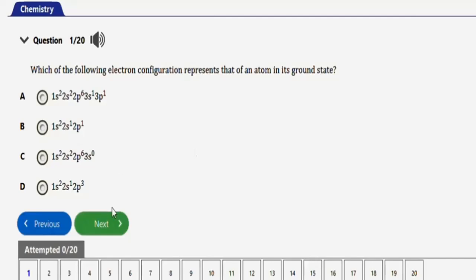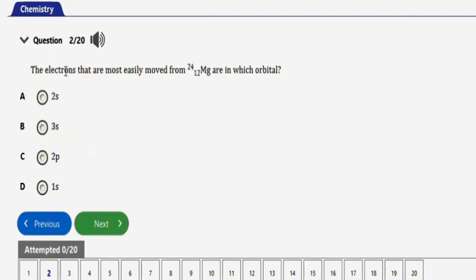All right, the next question will be this one. It says the electrons that are most easily removed from magnesium are in which orbital. So that's the electrons that are in the atomic shell. So magnesium has atomic number 12. If I'm presenting it in the orbital, you're going to have 1s2, 2s2, 2p6, 3s2. So it will be in the 3s orbital. Alright, option B is the right option.